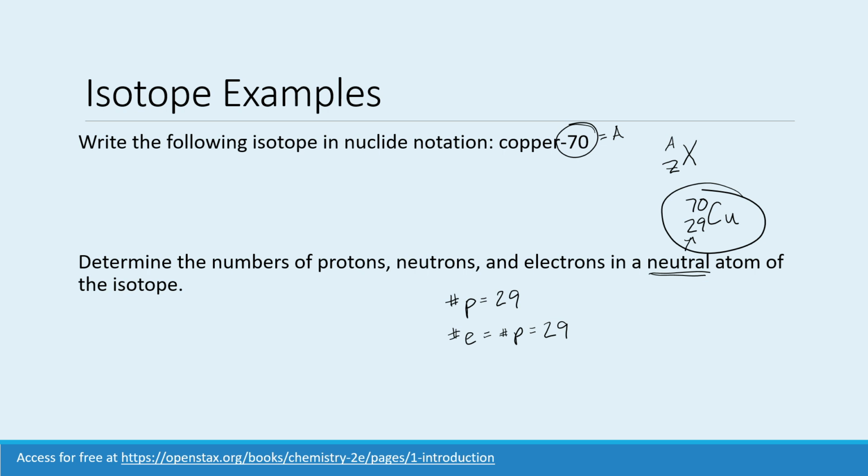And then the number of neutrons, we're going to get that from the mass number, but remember we have to take the mass number of 70 and subtract out the number of protons, 29. So basically you're taking that top number minus the bottom number, and that will give you 41 neutrons.